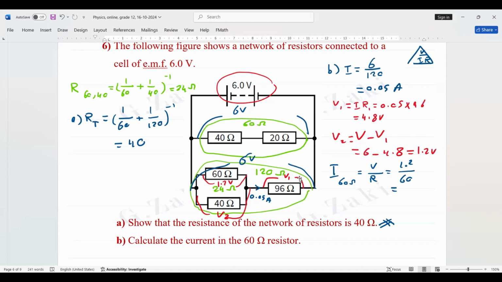0.02 ampere. If you need to check your answer, find the current in the 40 ohm. So the current in the 40 ohm equals the voltage, which is 1.2, divided by 40. So 1.2 divided by 40. The answer is 0.03 ampere. If you add them, you will get the current here, 0.05. Then our answer is correct.